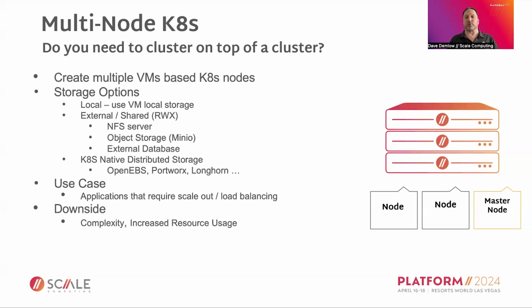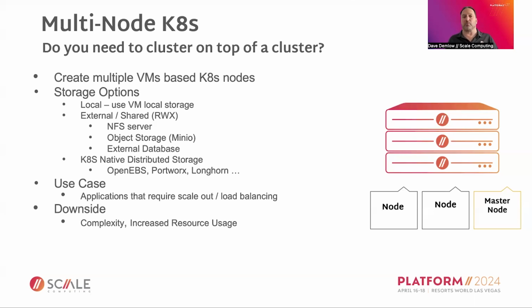There's an open source project called MinIO that provides object storage. It's basically AWS S3 compatible storage that you can run locally. You can put it in a VM, you can run it as a container, or in some cases we see external databases as well. There are also native distributed storage products that are built to run inside Kubernetes.